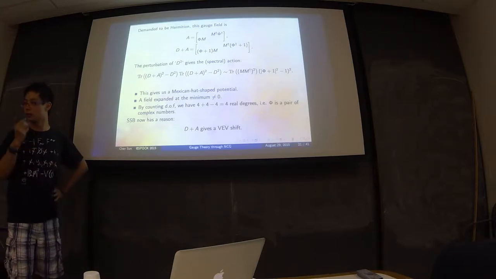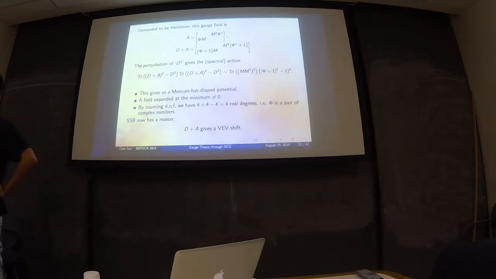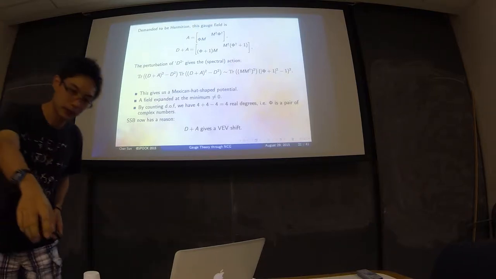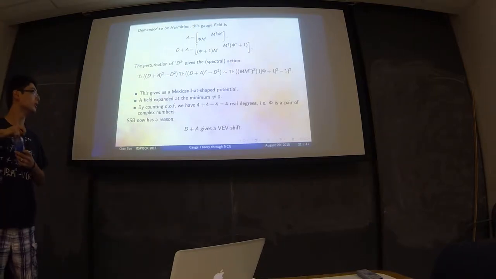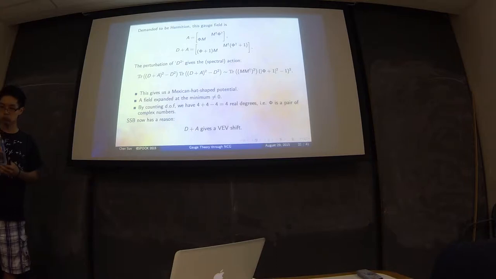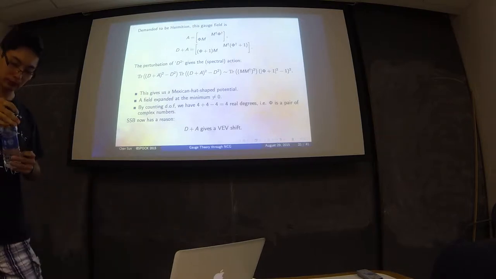There's a rule for constructing the action. Yes, and that's the kind of term that shows up. And it has extra other terms. The really interesting thing is that when you construct the covariant derivative, the Higgs field, quote unquote, comes out automatically shifted so that the symmetry is already spontaneously broken, so to speak.